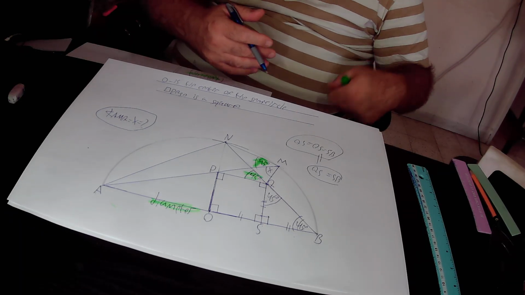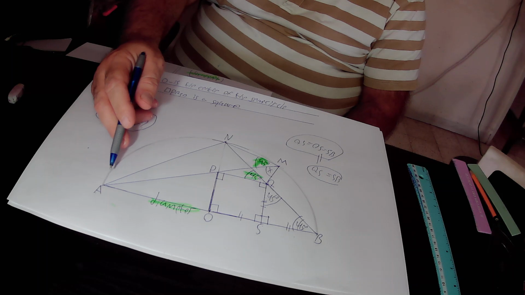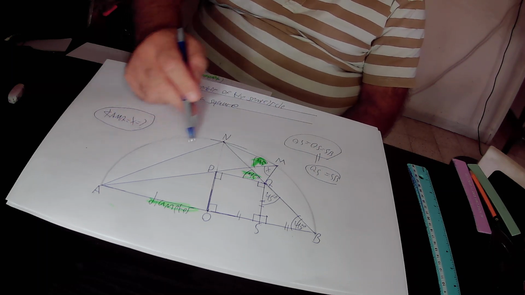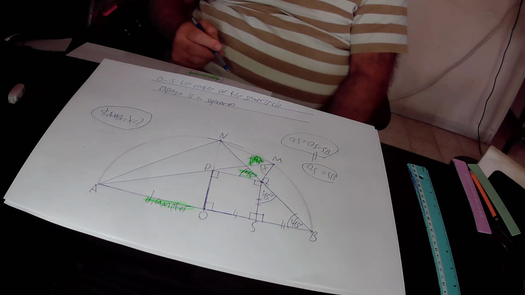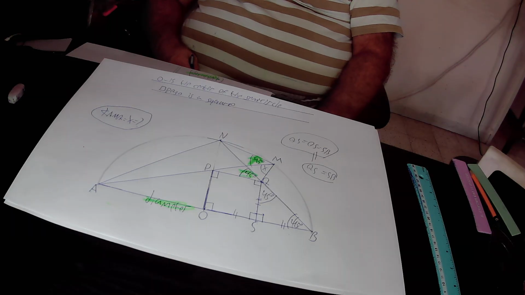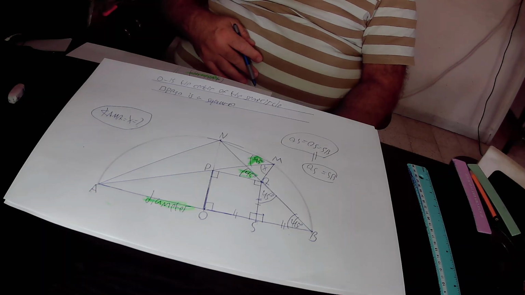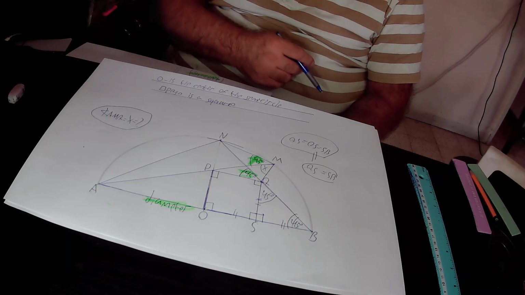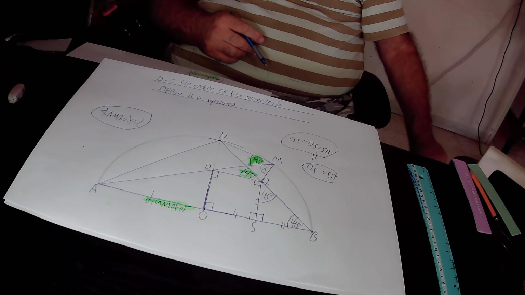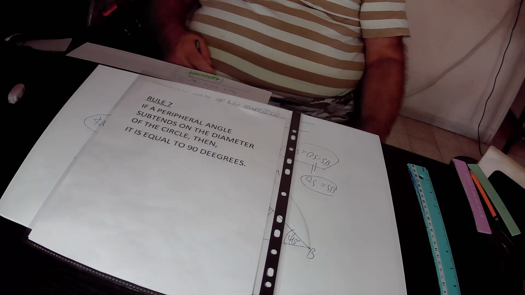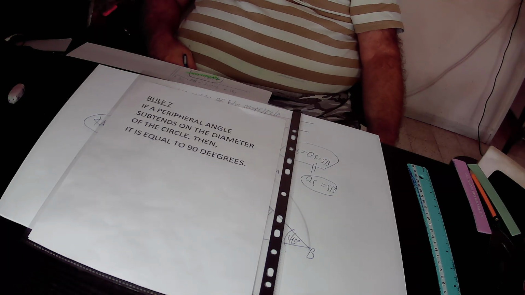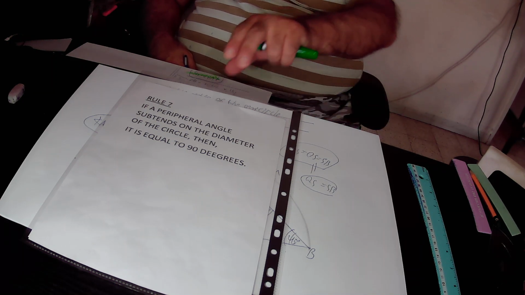By doing those constructions, we get the peripheral angle ANB. Peripheral angle ANB subtends AB, which is the diameter of this semicircle. According to rule 7, any peripheral angle that subtends the diameter of a semicircle or a circle must be equal to 90 degrees in its size. I repeat quickly rule 7: if a peripheral angle subtends the diameter of the circle, then it is equal to 90 degrees in its size.